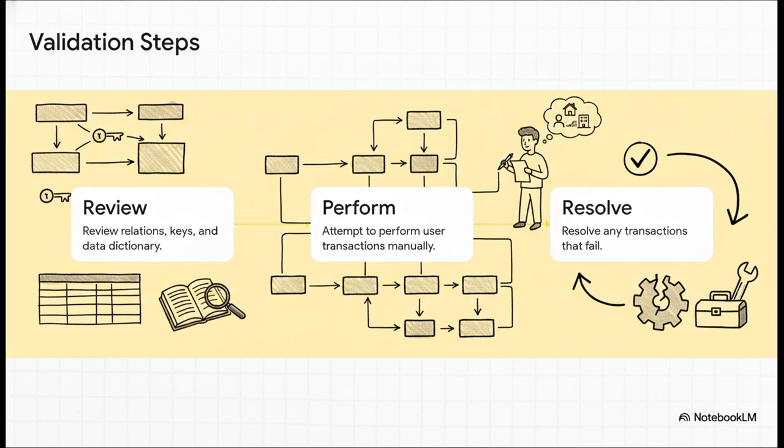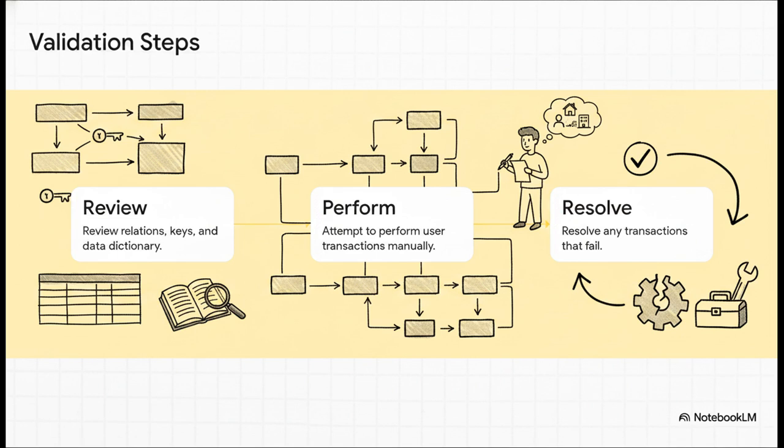But hey, mathematical perfection alone just isn't enough. We have to prove its real-world value. We do this by manually validating the schema against the required user transactions. It's a simple 3-step process. Step 1, you review the relations and your data dictionary. Step 2, you attempt to perform the expected user transactions manually, literally on paper. Like, if a user needs to find all properties managed by a specific staff member at a certain branch, can you actually trace that exact path through your primary and foreign keys? And step 3, if a transaction fails, your structure is flawed and you've got to go back and resolve it.